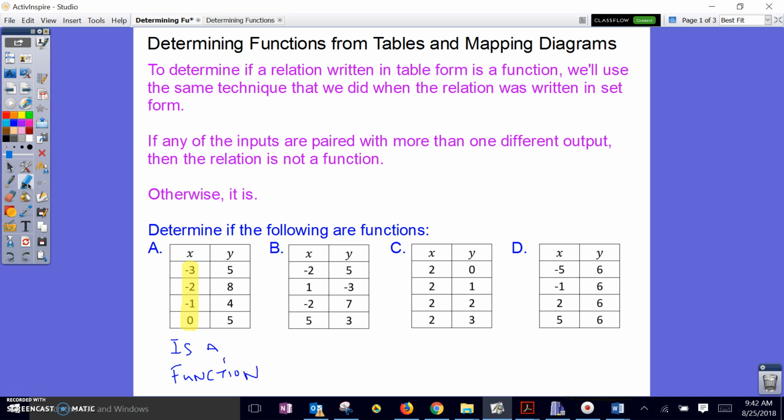All right. Then we'll look at example B here. We look again at the x values. And when we do that, we see that we have this x value of -2 that repeats, and it's paired with two different y values. That tells us that this is not a function.